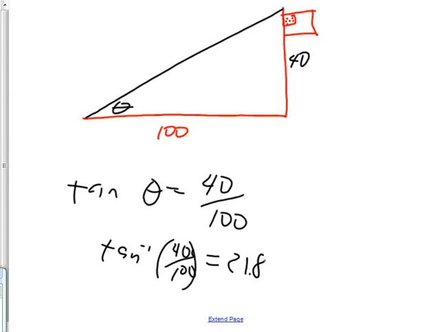21.8. Thank you. There we go. Now theta is 21.8 degrees. Okay, one more.